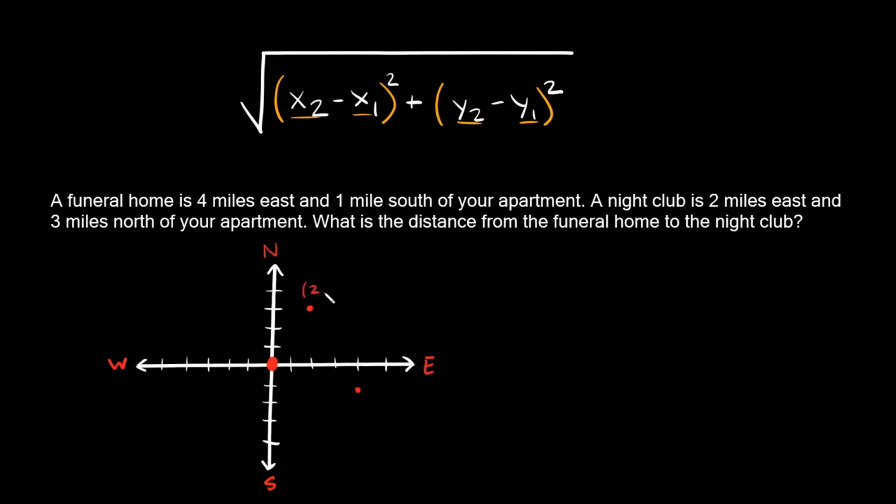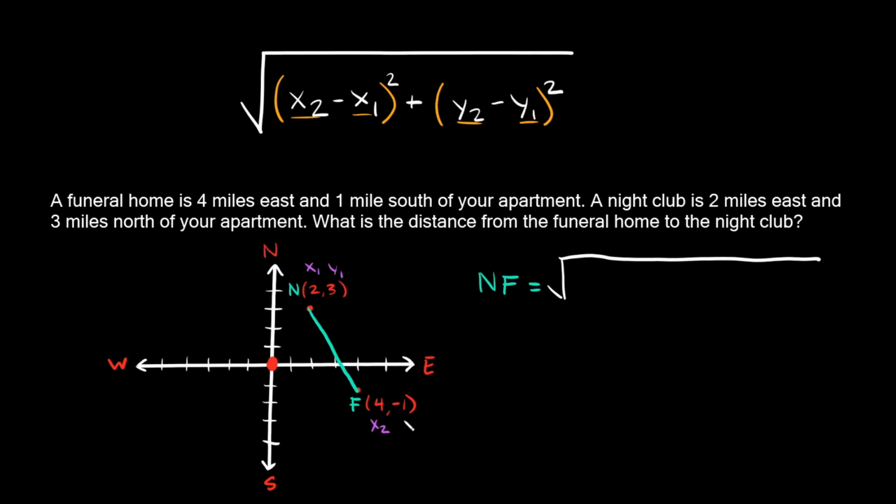Okay, so this is the point 2, 3, and this point over here is the point 4, -1. Okay, so now we just wanna find the distance between these two points right here. Okay, so this one right here is the nightclub, so we'll just label that with an N, and this one is the funeral home, right? So let's label that with an F. Okay, so we wanna find the distance between N and F, right? So the distance between N and F is going to be equal to, well, the distance formula. Okay, but before we can use it, we have to label our points, right? So the nightclub, let's label that as X(1), Y(1), and the funeral home we'll label X(2), Y(2).